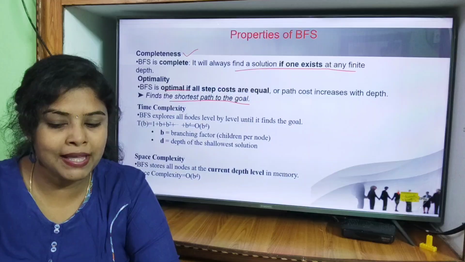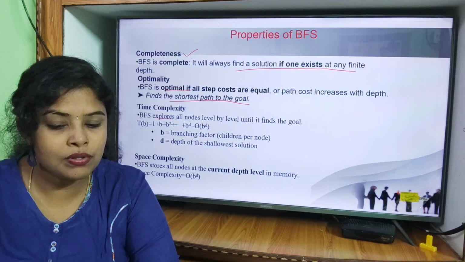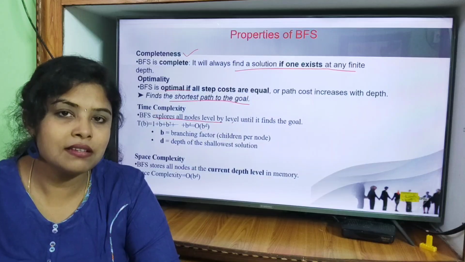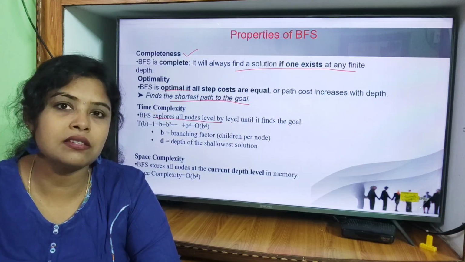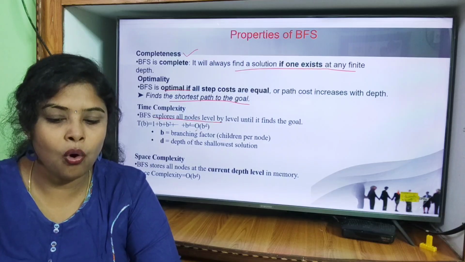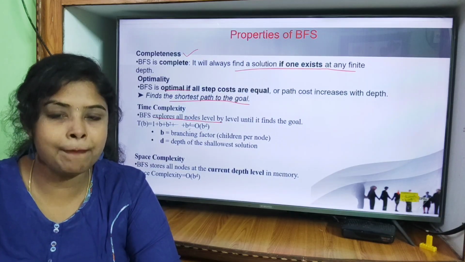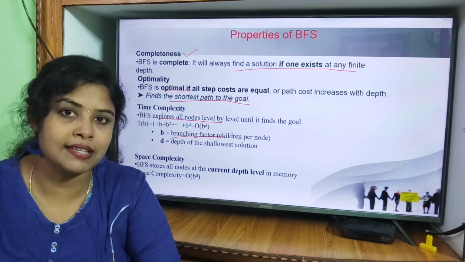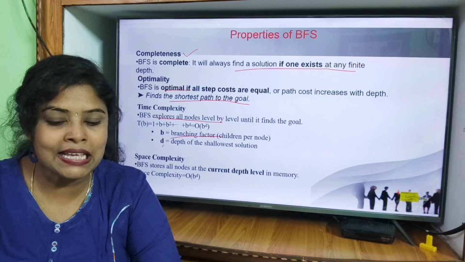Coming to the time complexity, since it explores all the nodes level by level, we can say that it consumes a bit of time, and we can denote it as O of b to the power d, where b is the branching factor, that is the child or the successor per node, and d is the depth of the shallowest solution.